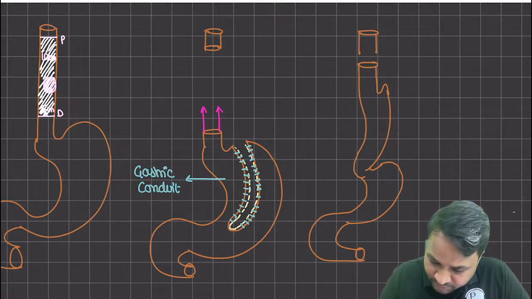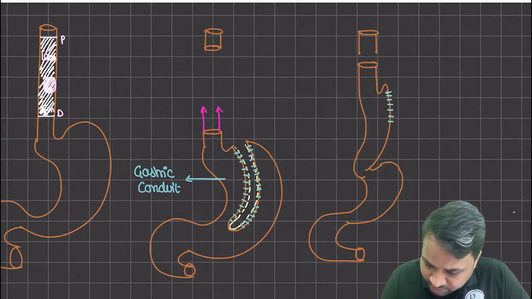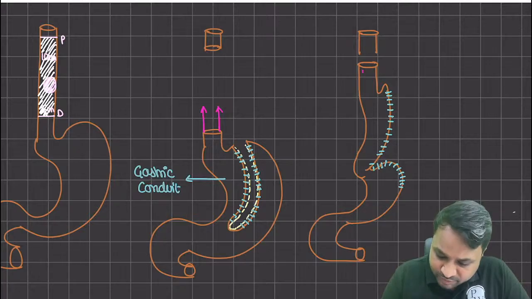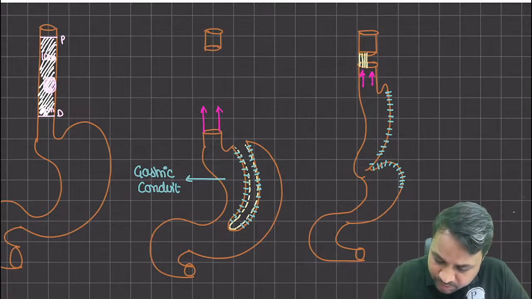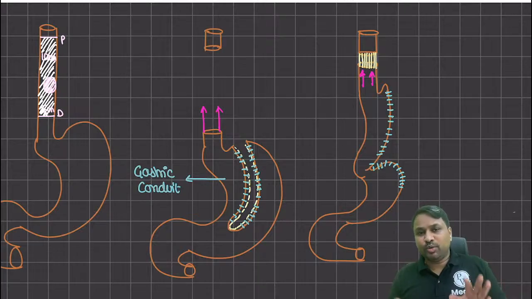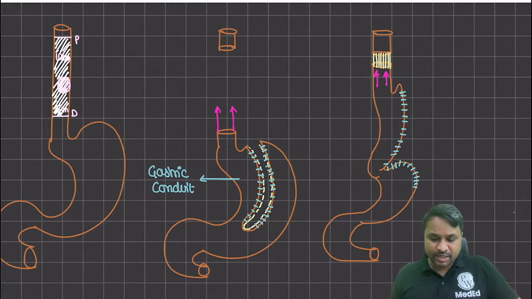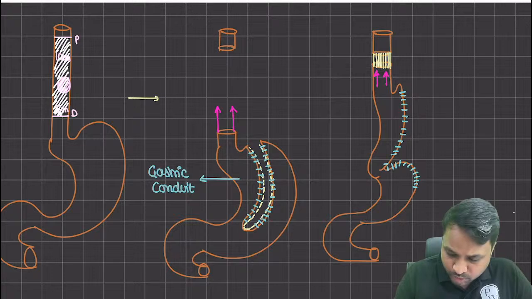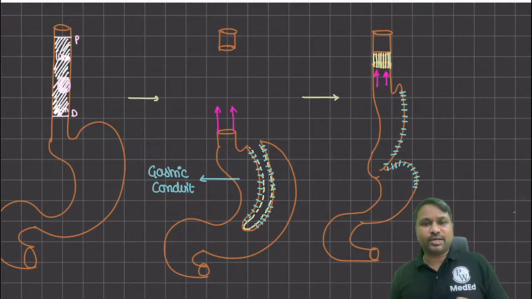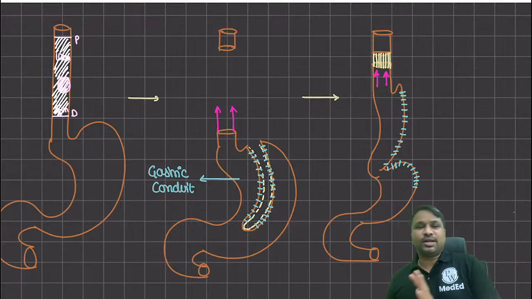So if you see it very carefully, this is the stapled end of the stomach that you have pulled across, right? Now this part we have pulled across, and eventually when you reach across here, I am going to make an anastomosis, right? This is what we call a gastric conduit anastomosis. So you have mobilized it, and now you have created it, and this is how you will do an esophageal reconstruction. This is what we call an esophageal reconstruction, by using a gastric conduit.